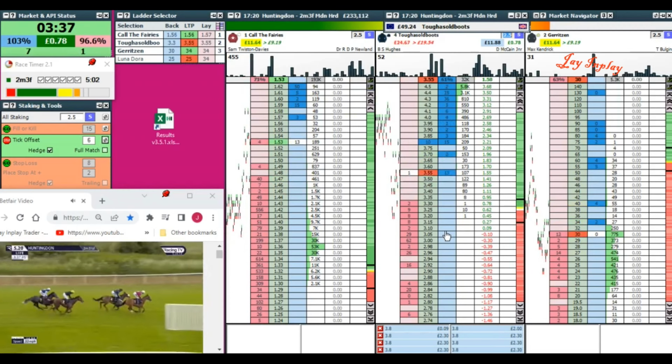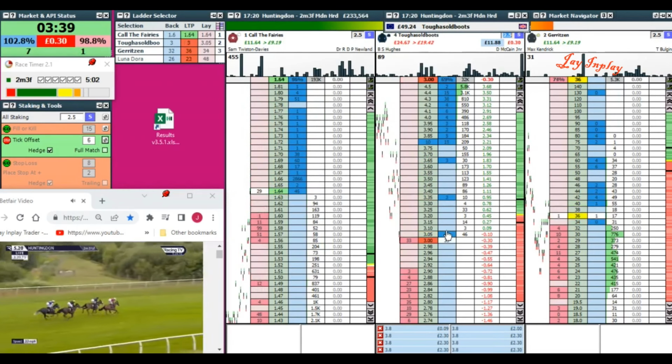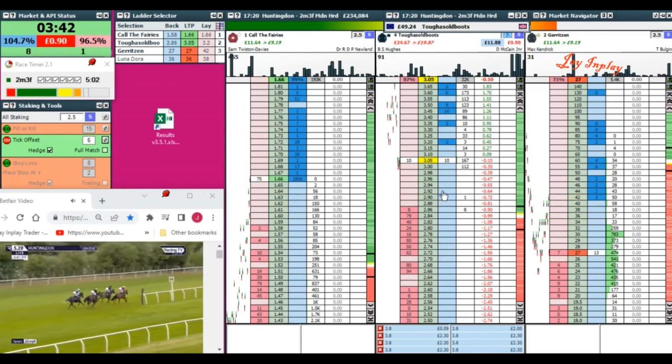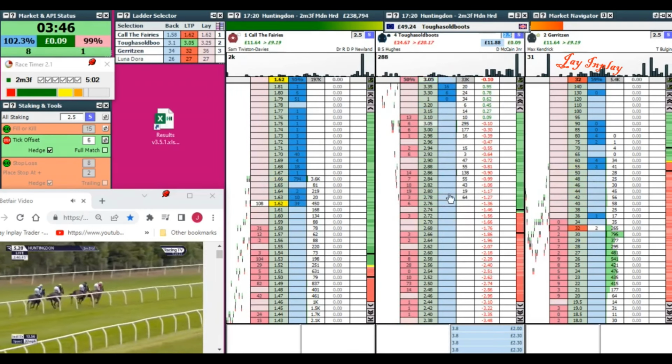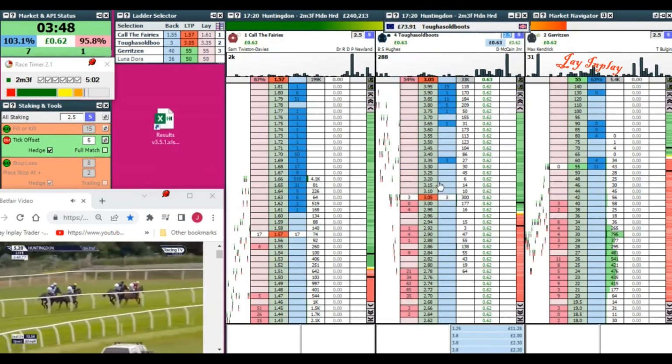I think we're going to get matched here, aren't we? Yeah. And the rest, come on. Still in third and Lunadora in 4th, frustrating. Call the Fairies, the odds-on favourite. I'm out of here, man. Alright, we're going to have to get it out. We can't risk our money.